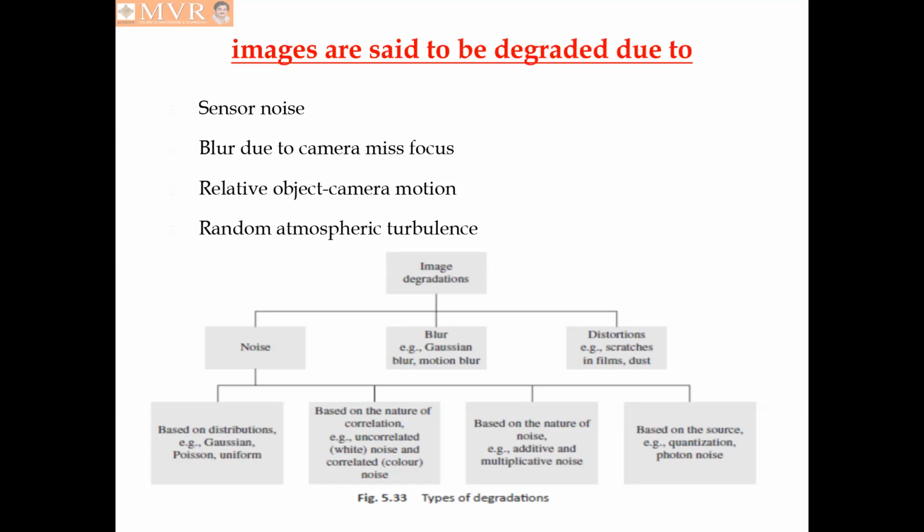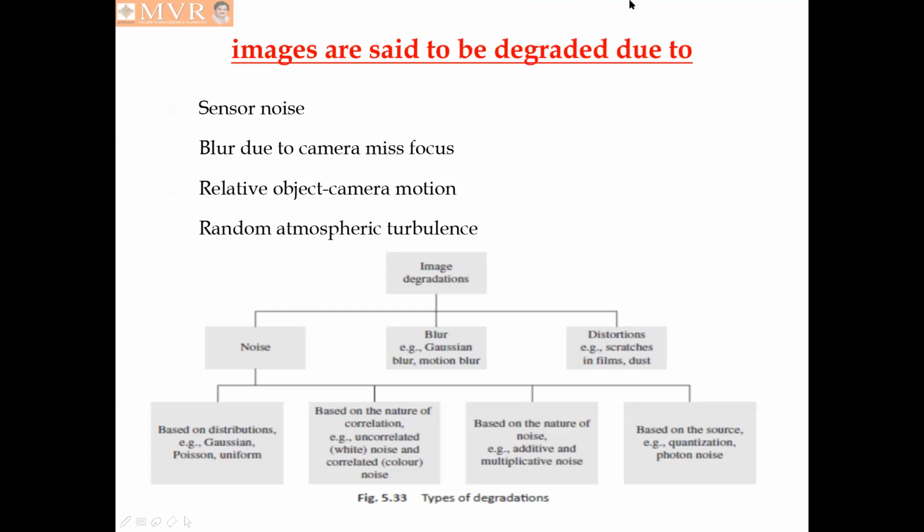Relative object camera motion. Whenever we are capturing images, we need to focus the camera perfectly, and at the same time there should not be any motion of the camera. Suppose we move the camera in any other direction, we may not be able to capture good quality images. At the same time, due to random atmospheric turbulence, that means because of the atmospheric conditions, sometimes we may not be able to capture good quality images. So these are some of the reasons why images get degraded.